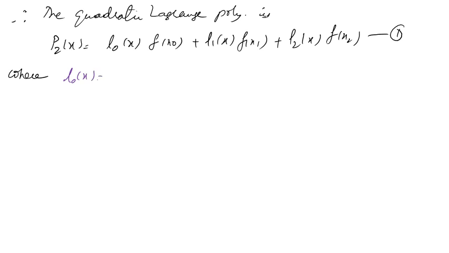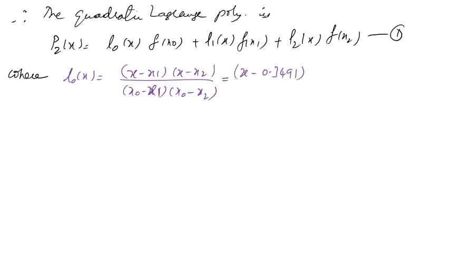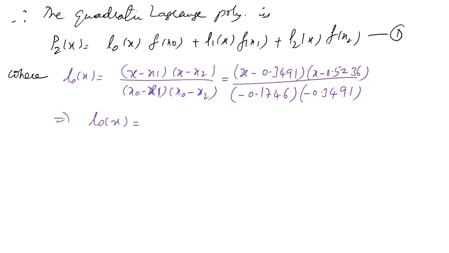what is L0 of x? Same formula: x minus x1, x minus x2, divided by, replacing x by x0, x0 minus x1, x0 minus x2. And this value is x minus 0.3491, x minus 0.5236, in terms of radians we are calculating, and in the denominator 0.1745 minus 0.3491 after subtracting. So L0 of x is 16.4061 x square minus 0.8727x plus 0.1828. This is L0 of x.